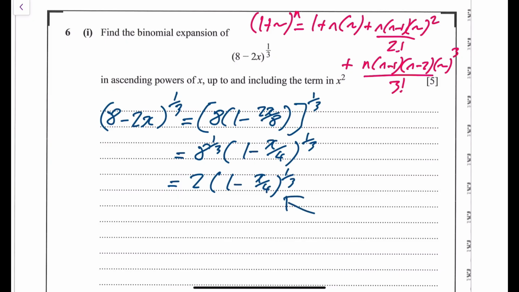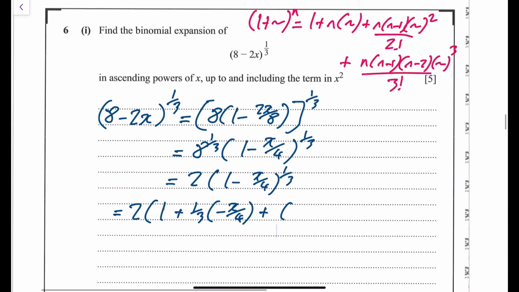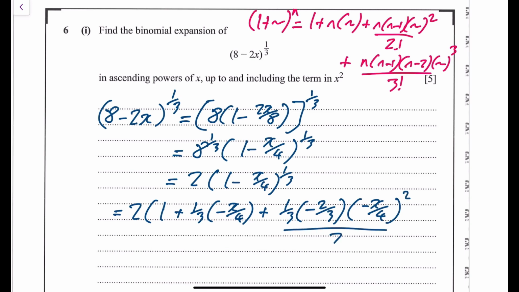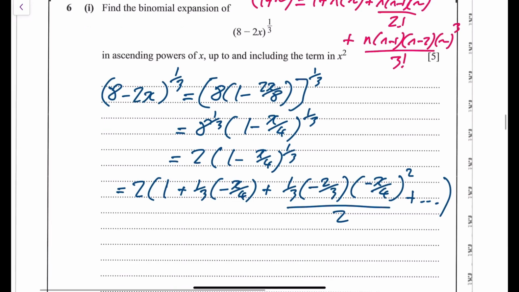Now, this is in the form 1 plus squiggle. The squiggle is minus x over 4. So everywhere I see squiggle up above, I'm thinking minus x over 4. So if we expand this out, you're going to have 2 times 1, and then it's going to be plus my n, which is 1/3, times the squiggle, which is minus x over 4, plus, next one's going to be 1/3 times minus 2 over 3, times minus x over 4 squared, all divided by 2, then plus, and so on.